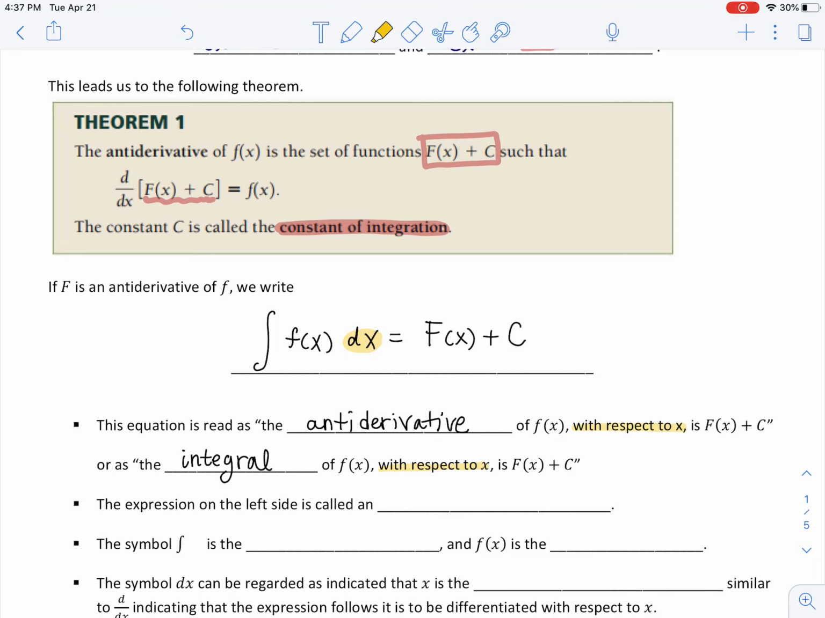All right. So the expression on the left side is called an integral.